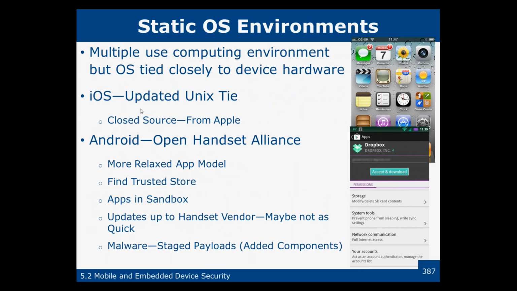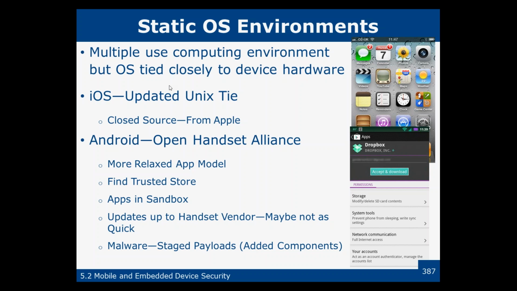Static operating system environments are multiple-use computing environments, multiple use because we have multiple apps, but it's closely tied to the hardware device, and even in the desktop world, Apple still does that. iOS has a tie to Unix, and the Mac OS has a tie to Linux. It's actually a form of OpenBSD. Just because a system is open source doesn't mean you can't sell it. It just means you have to share the source code.